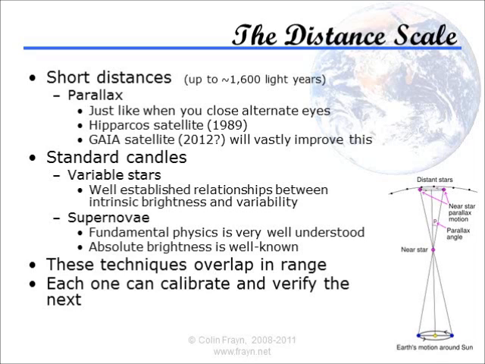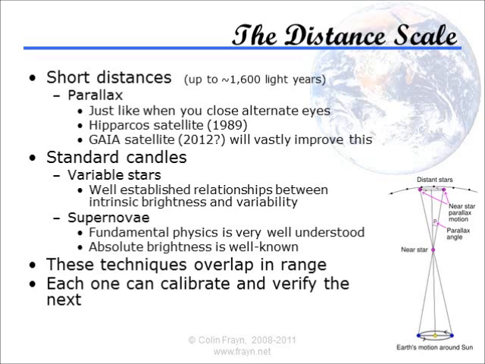Parallax relies on the same principle that you'll notice if you alternately close your left and right eyes and look at an object a reasonable distance from you, say a few tens of metres, and compare it to objects very much further away. You'll notice that the nearby object appears to shift relative to the more distant objects. This is exactly how we measure parallax.